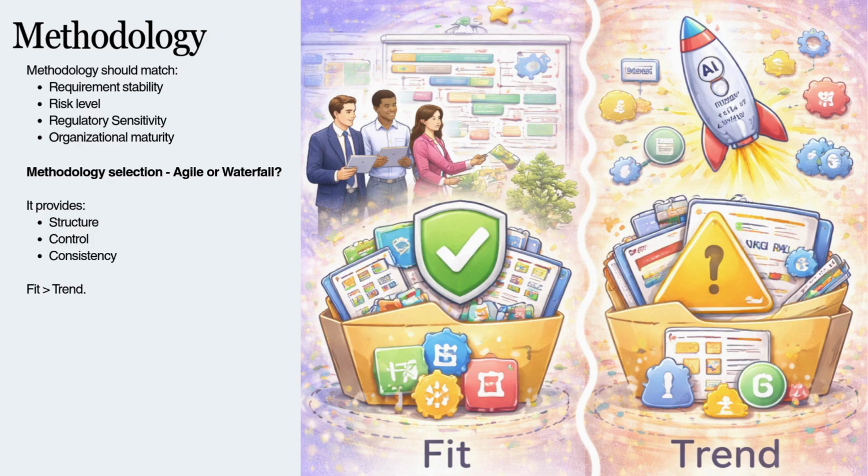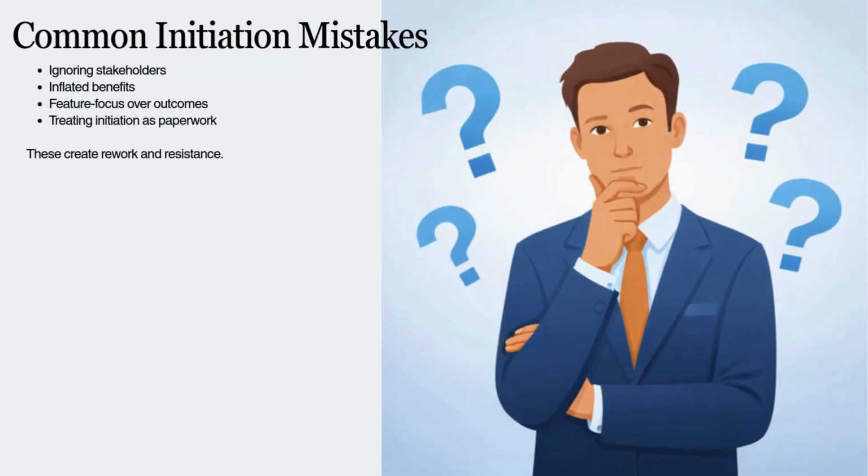Methodology selection is not a trend preference, it's a governance decision. It should reflect requirement stability, risk exposure, regulatory sensitivity, and overall maturity of the organization. Agile works well in dynamic environments where requirements evolve and customer feedback loops are critical. Predictive models perform better in stable, compliance-heavy, or infrastructure-driven projects where change introduces significant cost or regulatory exposure. But beyond the label, agile or waterfall, what really matters is what methodology provides to the organization. It provides structure, control, and consistency. Selecting methodology based on trend rather than context is a governance error. Following industry hype instead of assessing project complexity often leads to misalignment, confusion, and unnecessary rework. Professionals do not ask what's popular, they ask what fits the risk profile and delivery environment of this project. This is structured leadership.